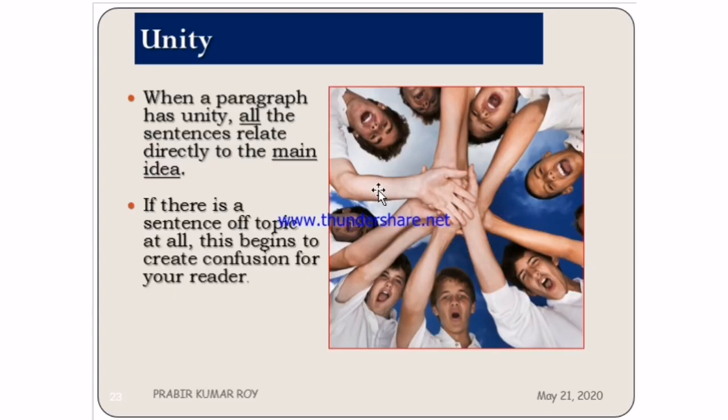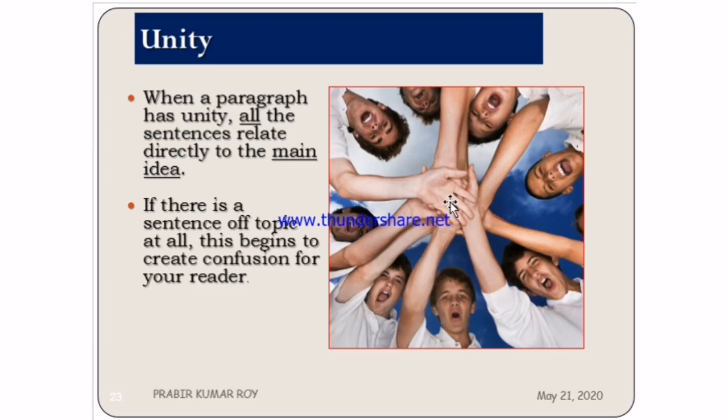Unity: when a paragraph has unity, all the sentences relate directly to the main idea. Yes, in the picture you can see that all are related to one goal. So whenever you write a paragraph, you should write all the sentences directly related to the main topic. That is unity.